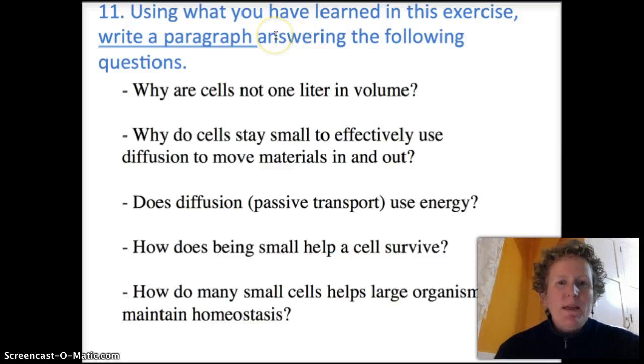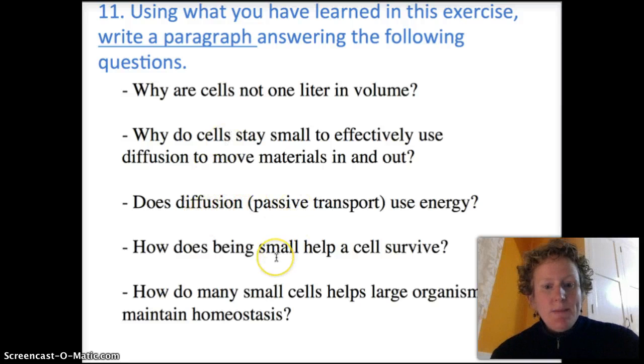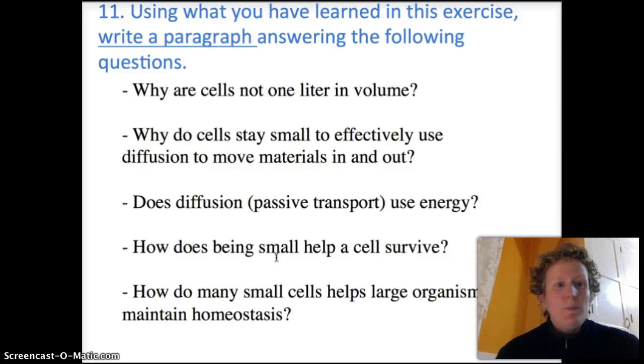For number 11, use what you've learned to write a paragraph answering the following. Why are cells not 1 liter? Why do cells stay small to effectively use diffusion to move materials in and out of the cell across the cell membrane? Does diffusion use energy? How does being small help a cell survive and be efficient? How do small cells help large organisms maintain homeostasis?